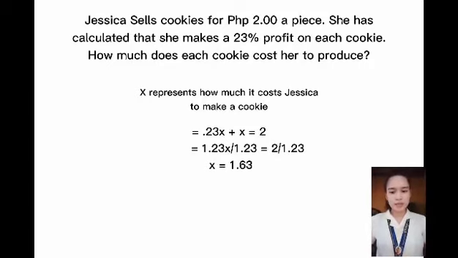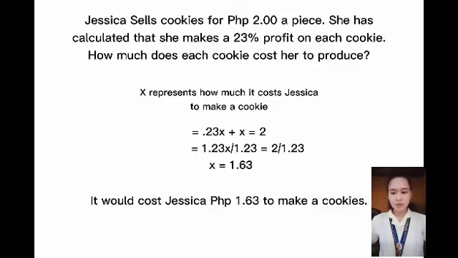To solve for x, we divide both sides of the equation by 1.23. So now the answer is x is equal to 1.63. So it would cost Jessica 1.63 pesos to make a cookie.